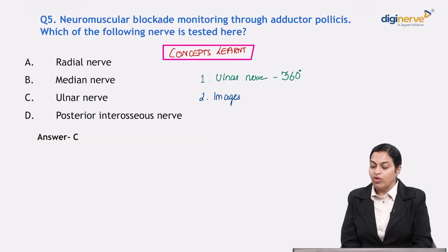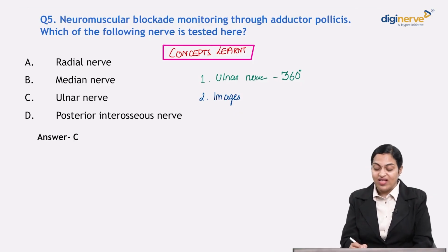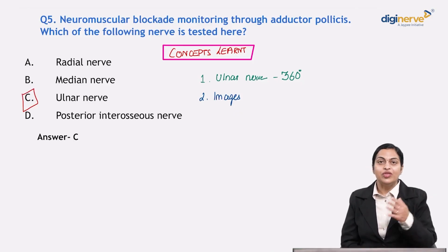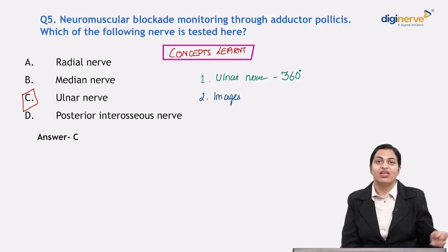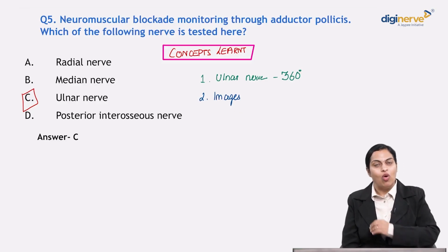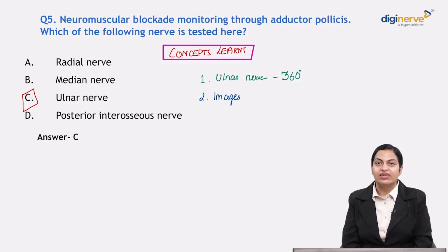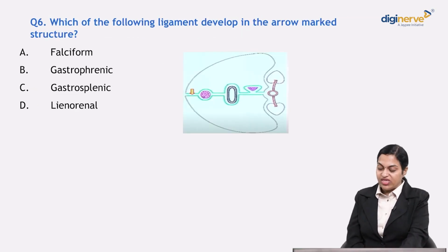So for neuromuscular blockade monitoring through adductor pollicis, the nerve tested is the ulnar nerve. So as I told you, it's a very high yield topic and we have seen a 360-degree view of the ulnar nerve, right? The concepts we have learned and also a lot of images related to the ulnar nerve and ulnar nerve injury. Okay, now let us move on to the next question.